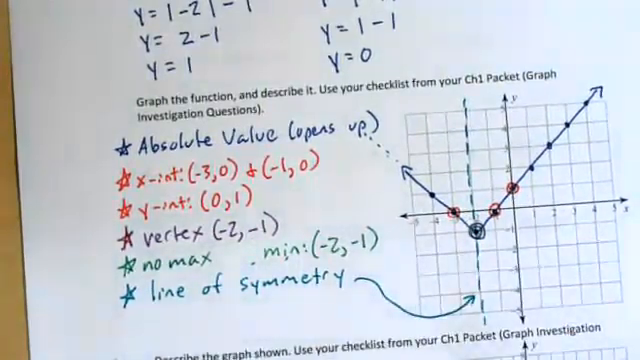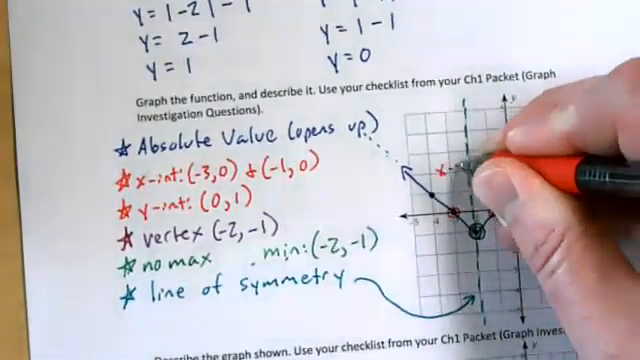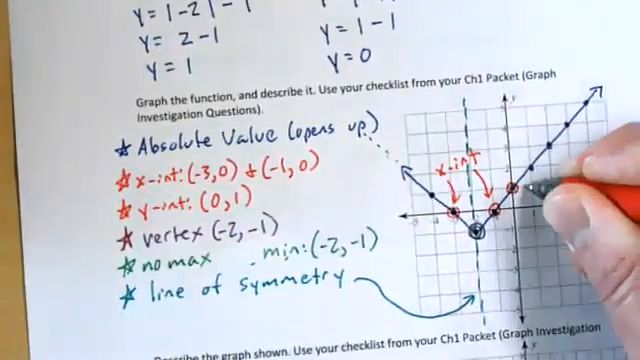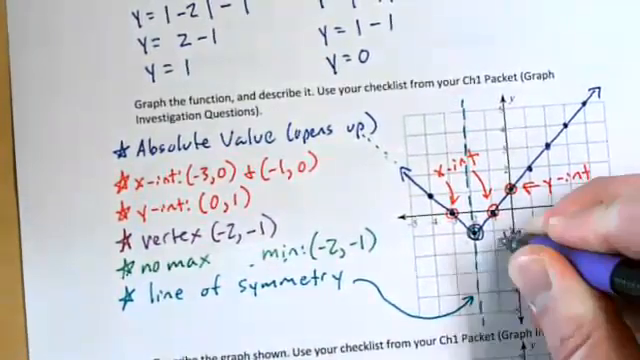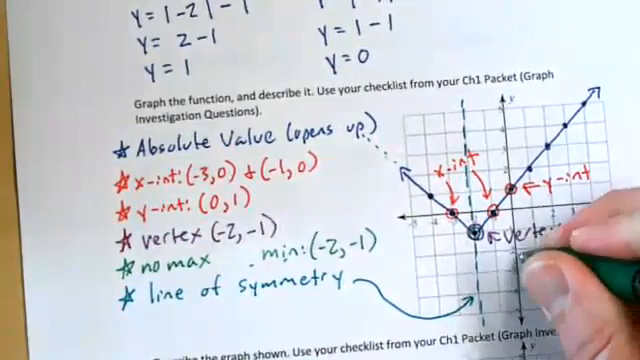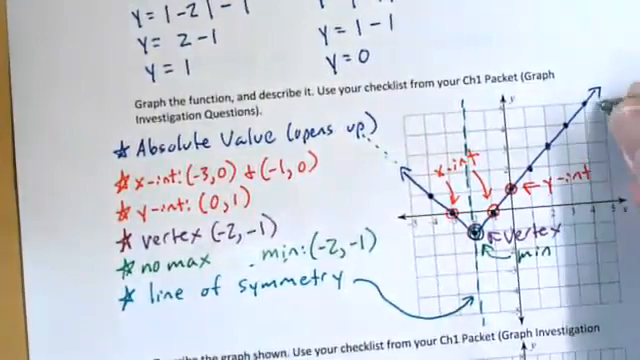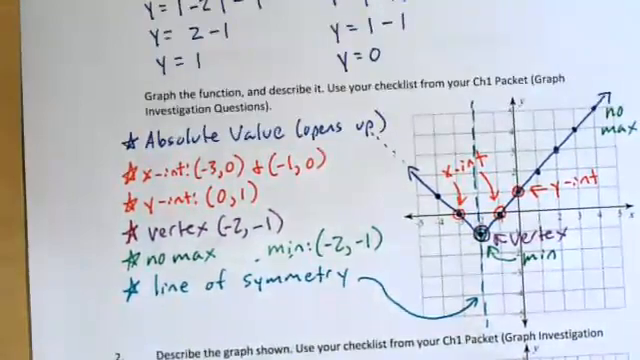Since this is a review, it's probably a good idea for us to go ahead and label all our points. So I'm going to go ahead and label my x-intercepts, my y-intercept. This point here was a vertex, and it was also a min. There was no max. And we said it was an absolute value graph already. All right, that's number 1 done. Moving on to number 2.